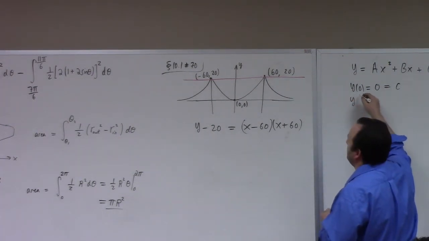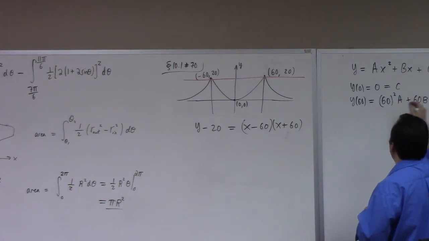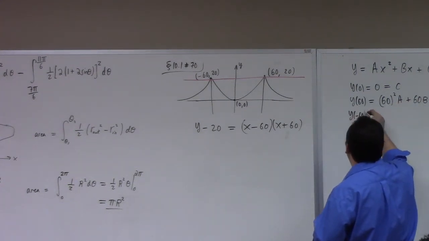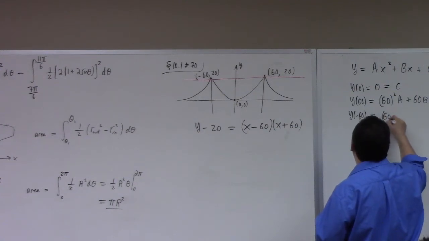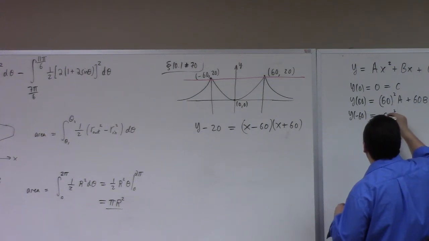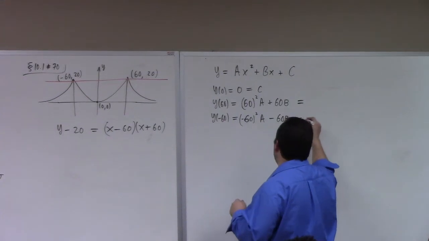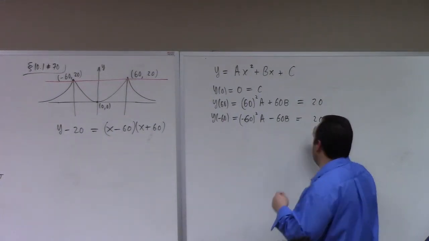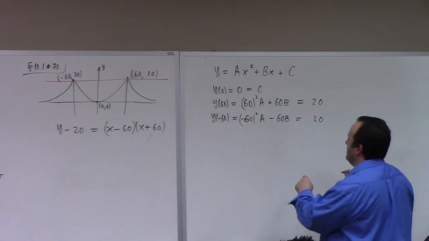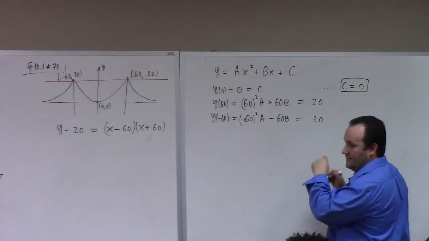Y of 60 is equal to 60 squared a plus 60b. Y of minus 60 is equal to 60 squared a minus 60 squared, right? Fine, I'll write it: minus 60 squared a minus 60b. Now this is equal to what? These are both equal to 20, right? So I already know c is equal to 0. Great, got that done.